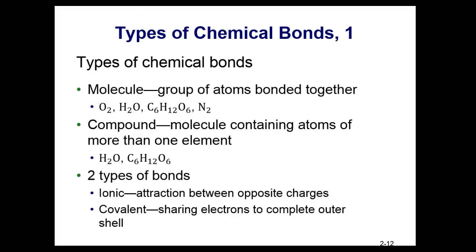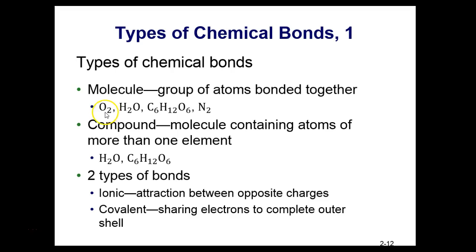Molecule. Okay, a molecule is a group of atoms bonded together. You do need to understand the types of chemical bonds that we are about to talk about. You also need, in order to understand the bonds, to understand the difference between a molecule and a compound. Okay, so a molecule is when you have 2 or more atoms bonded together. Okay, let's look at this for example.